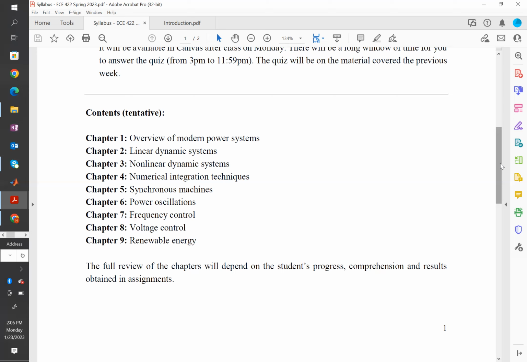Chapter 8, we will discuss the voltage control, mainly the work that we do at the power plants. We control reactive power to control voltage.